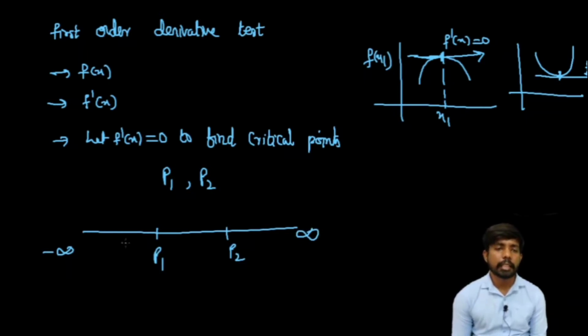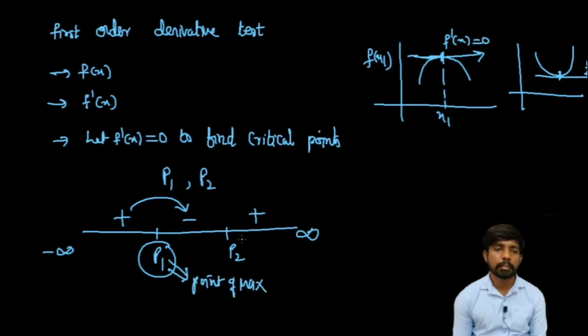Select any random number from minus infinity to P1 and substitute in the slope. Let us say here the slope is positive, here it is negative, and here positive. Here the slope is jumping from positive to negative, so we can say this is a point of maxima. Similarly, here the slope is jumping from negative to positive, hence this point we call a point of minima.